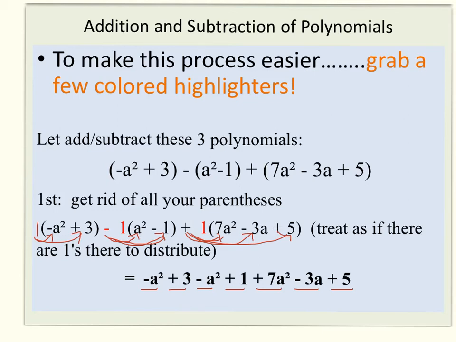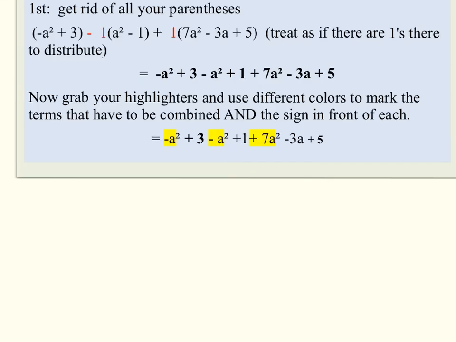Here is where your colored highlighters are going to come in. Use the different colors to mark the terms that need to be combined, making sure that you also mark the sign that is in front of that term as well. So take a look. I'm going to start with the a squared terms. I'm going to mark each of the a squared terms in yellow. The negative a squared here, the negative a squared here, and the positive 7a squared here. Notice that I also marked the sign that was in front of the a squared term in each case.